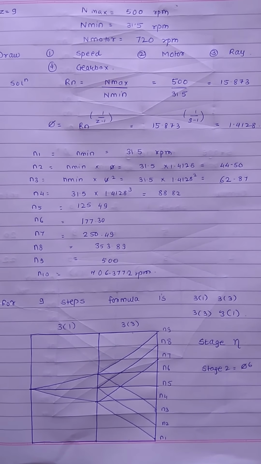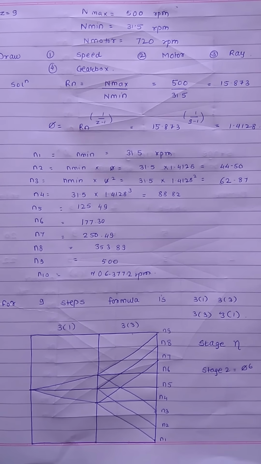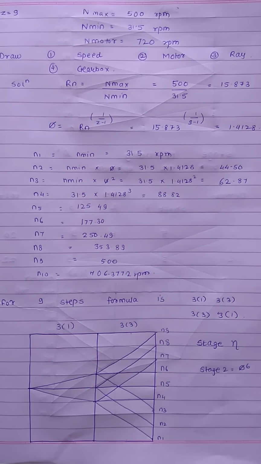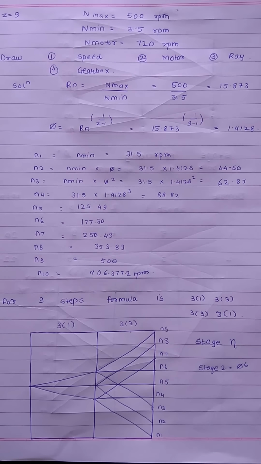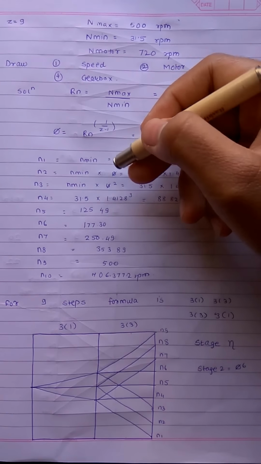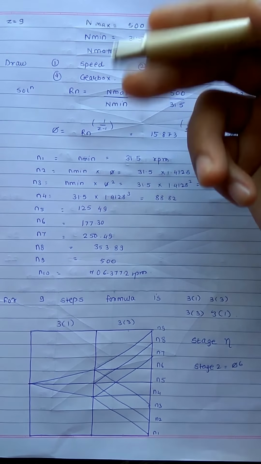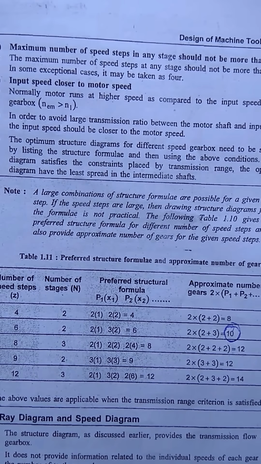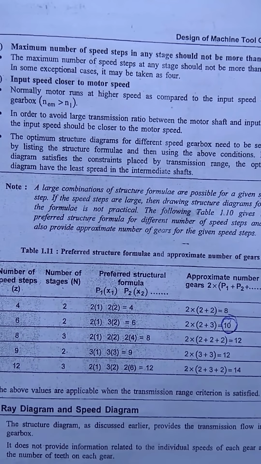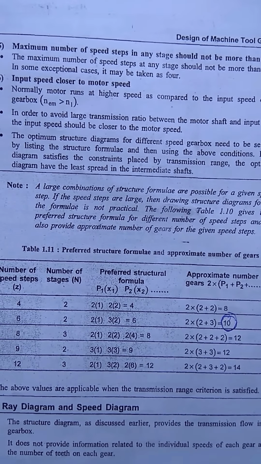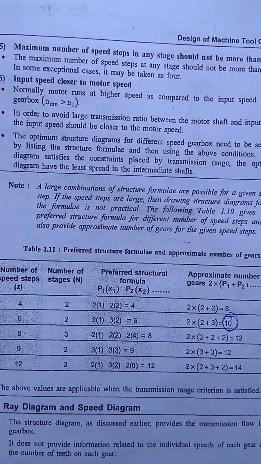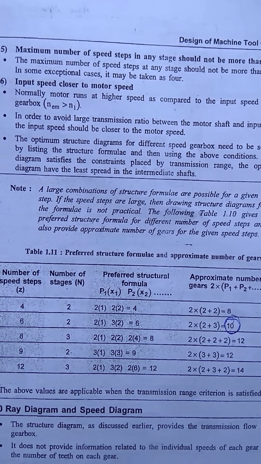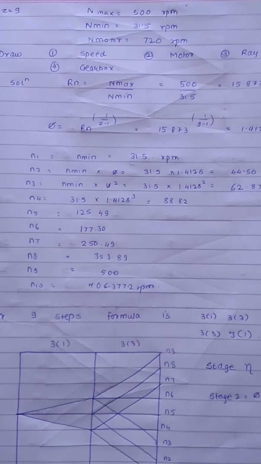N2 is N minimum into 1.4128, that is 31.5 into 1.4128, 44.50. N3, N4, N5, N6, N7, N8 and N9 can be found out using the progression ratio and increasing the power step by step. So for 9 steps, we can take the number of stages equal to 2 and the formula is 3-1 or 3-3, and it can be 3-3 or 3-1. So we have to find out the best or the optimum formula from this. The first is 3-1 and 3-3.